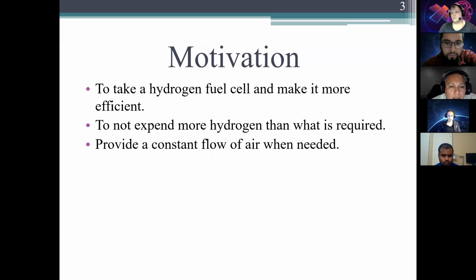Here we have our design motivation: to take a hydrogen fuel cell and make it more efficient, to not expend more hydrogen than what is required, and to provide a constant flow of air when needed.